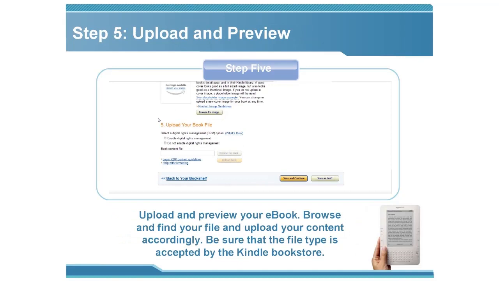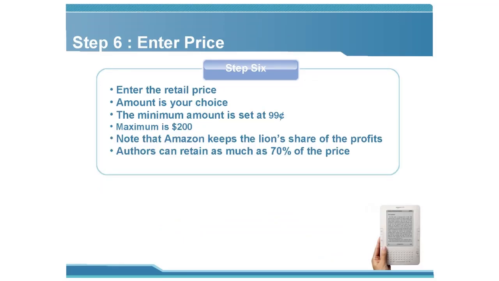Step 5. Upload and preview. Browse and find your file and upload your content accordingly. Be sure that the file type is accepted by the Kindle store. Step 6. Enter price. Enter the retail price. It's up to you how much you want to sell your ebook over the Amazon Kindle store for. The minimum amount is set at 99 cents and the maximum is $200.